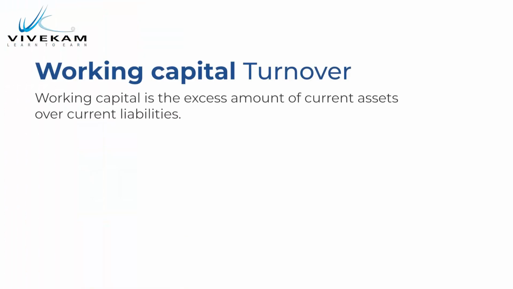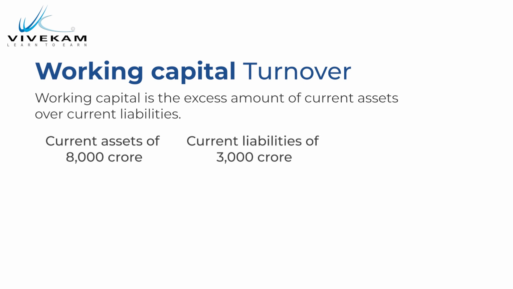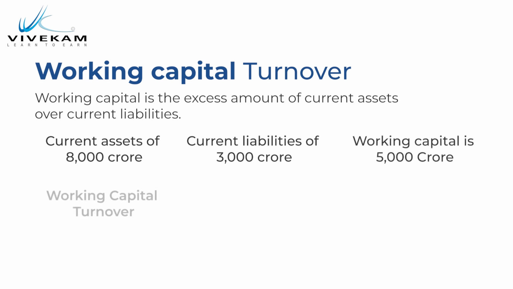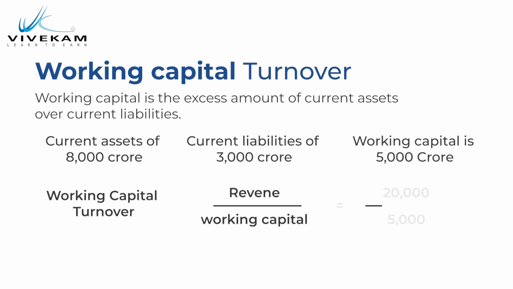Next, let's look at working capital turnover. Working capital is the excess amount of current assets over current liabilities. That means in company A's case, we have current assets of 8,000 crores and current liabilities of 3,000 crores. So working capital is 5,000 crores. The working capital turnover is arrived by dividing the revenue with the working capital. So in A's case, that would be 20,000 by 5,000, which is 4.